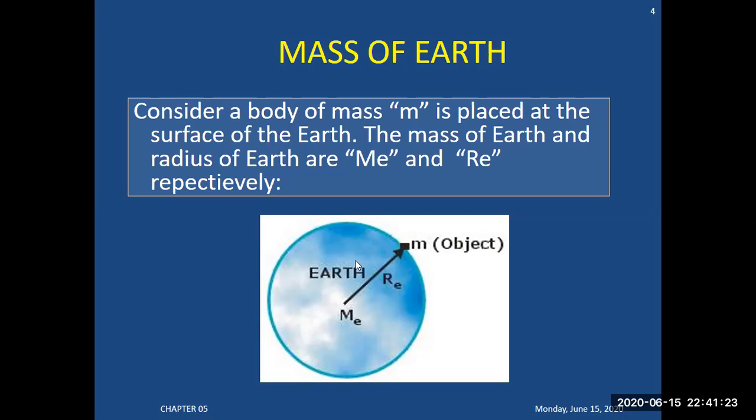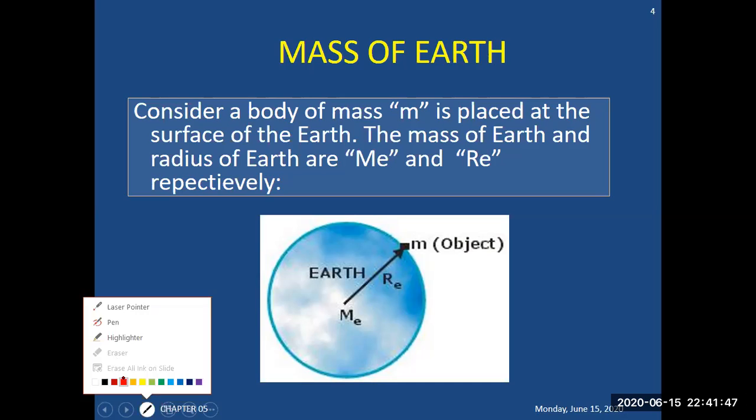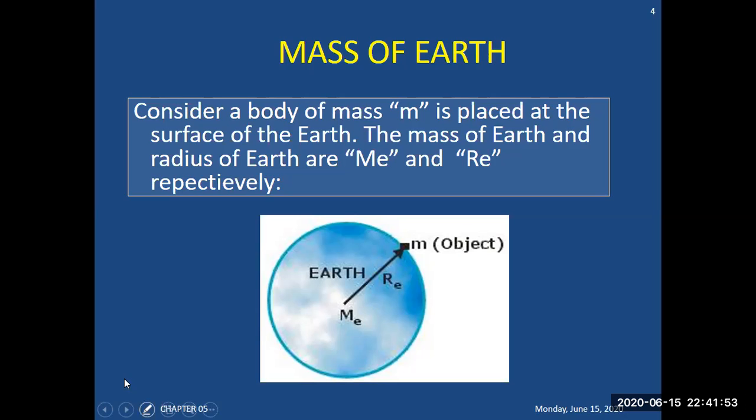To calculate the mass of the Earth, we again follow Newton's law of gravitation. Here there are two masses: one is the mass of the Earth, the other is an object of mass m placed at the surface of the Earth. These two masses are at a distance r from each other. RE stands for the radius of the Earth, which is the distance from center to center of the two bodies. Any mass placed at the surface of the Earth is at a distance r from the center.